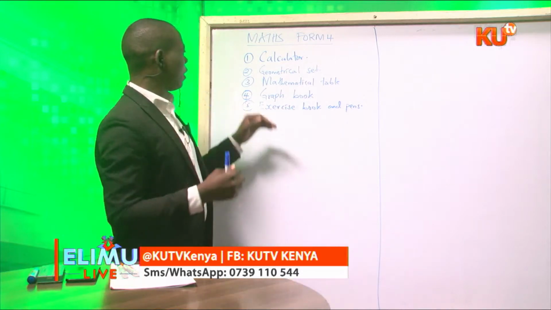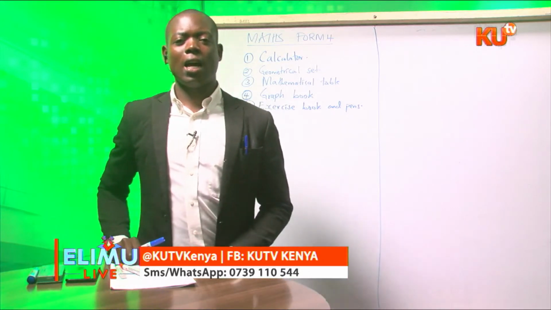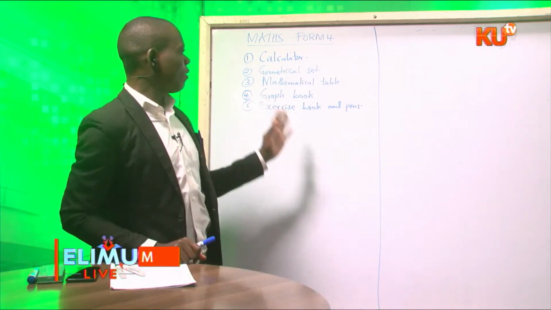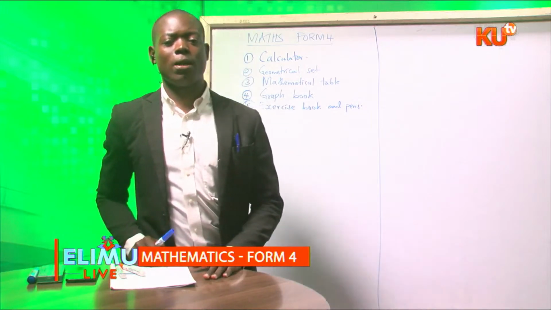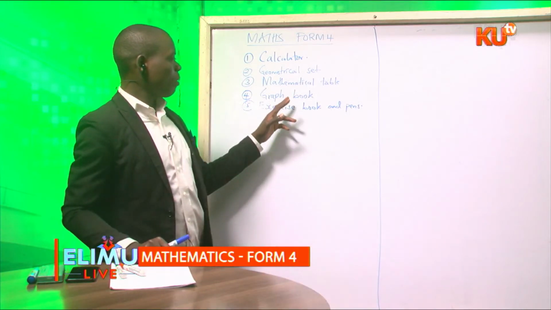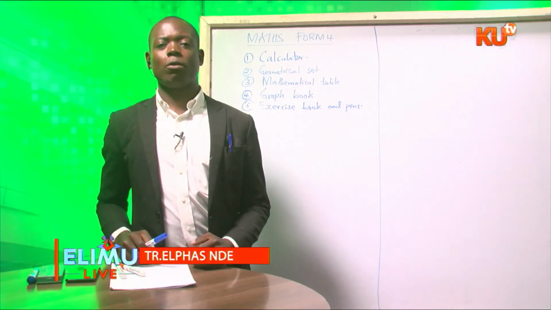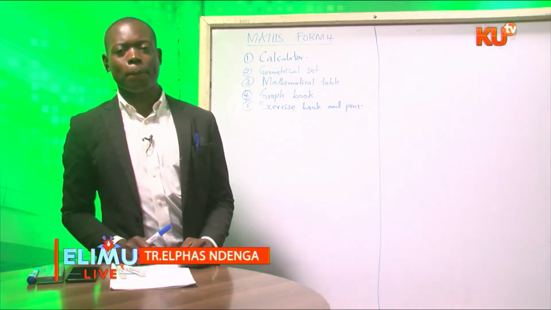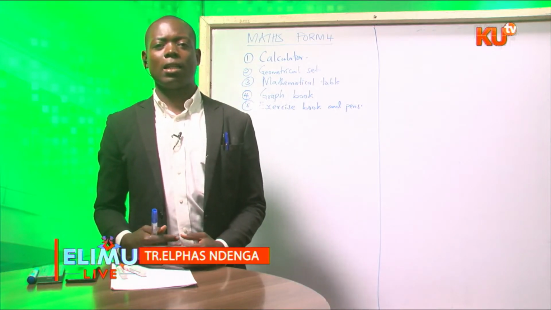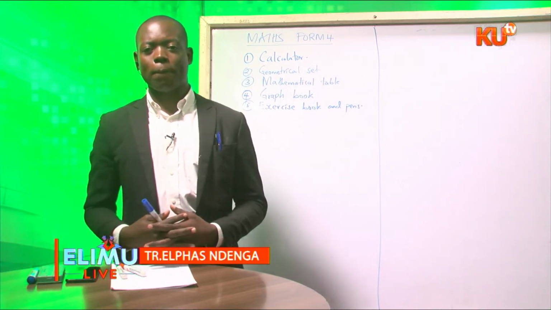The first 3 items, the calculator, the geometrical set, and the mathematical table, are necessary and they are required even during the exams. Therefore, you'll be required to get to the exam room with your calculator, your geometrical set and the instruments, and the mathematical table, plus your pens. The graph book and the exercise book will only be necessary for you to carry out a revision so that you are able to keep track of what you are revising. And it's always important to have the right reference books and the right textbooks that are recommended to help you revise on those areas.